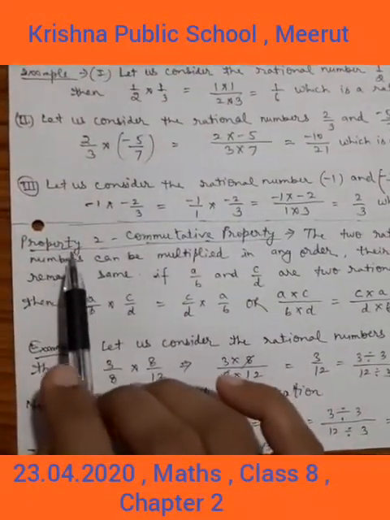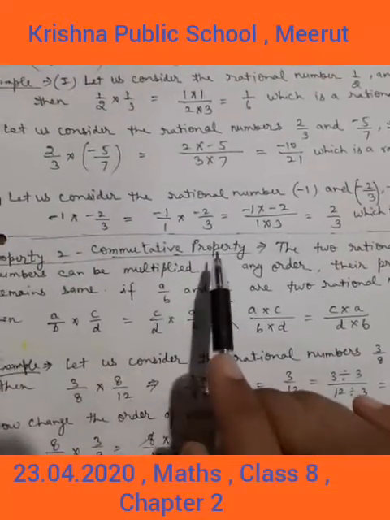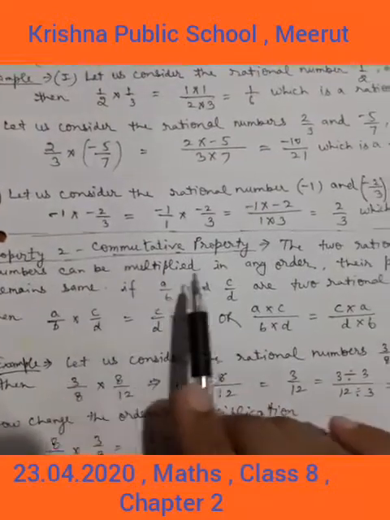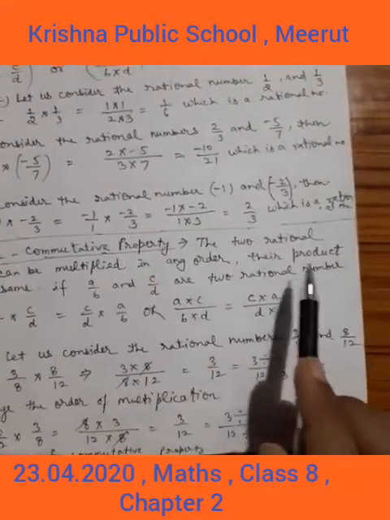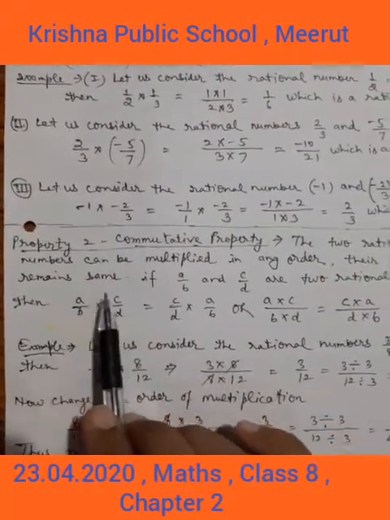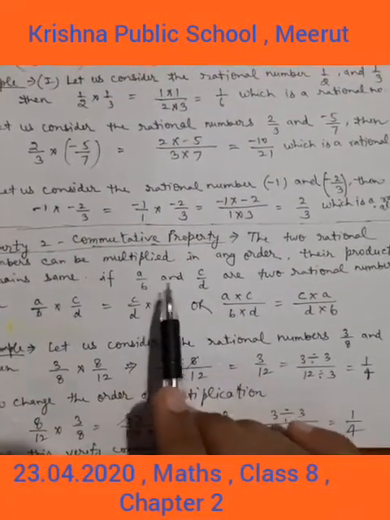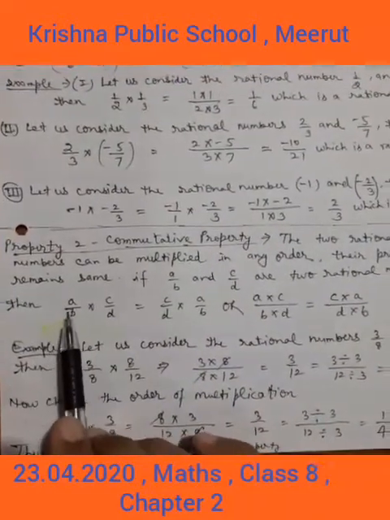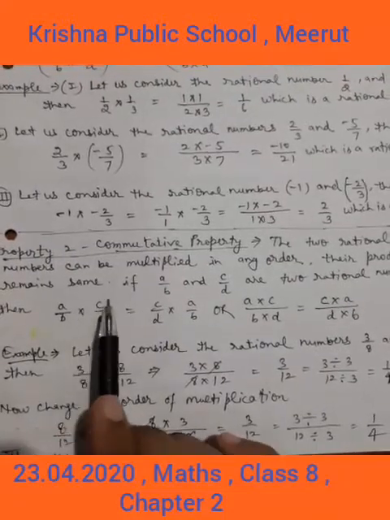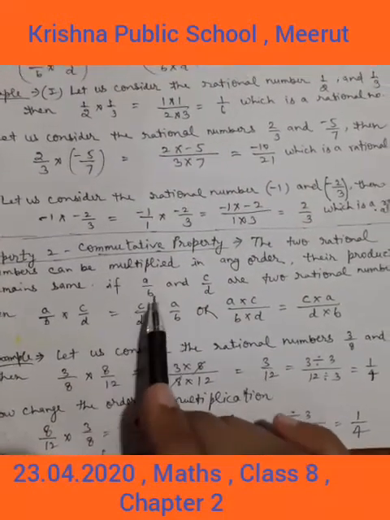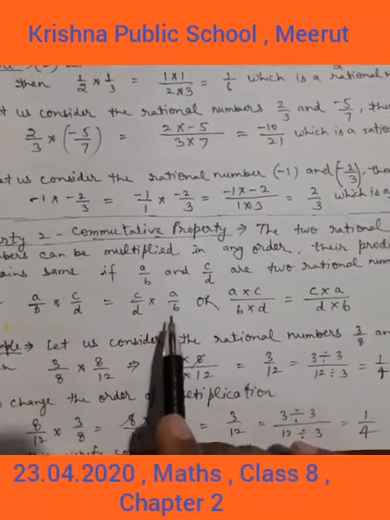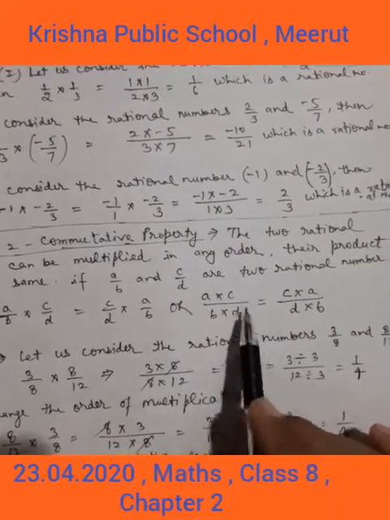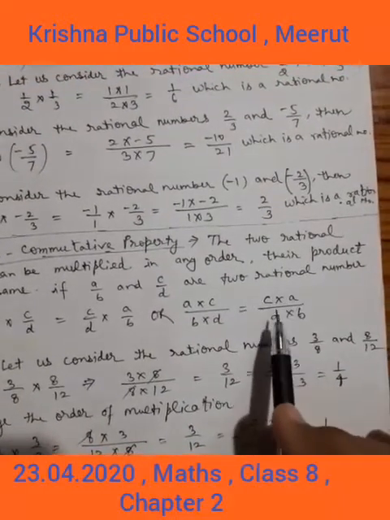Now come to property second, that is commutative property. Two rational numbers can be multiplied in any order. Their product remains the same. If a upon b and c upon d are two rational numbers, then we can say a upon b into c upon d is equal to c upon d into a upon b, or we can say a into c upon b into d is equal to c into a upon d into b.